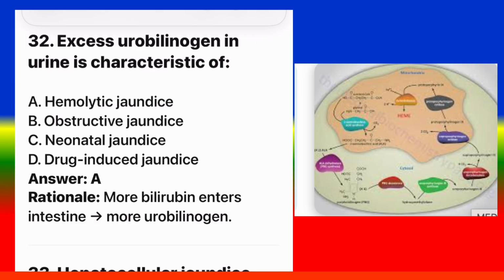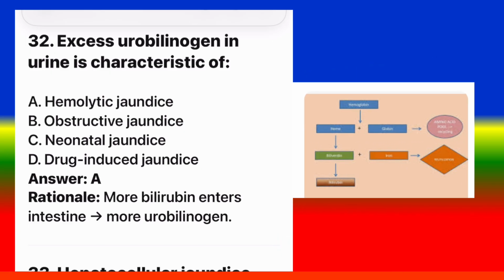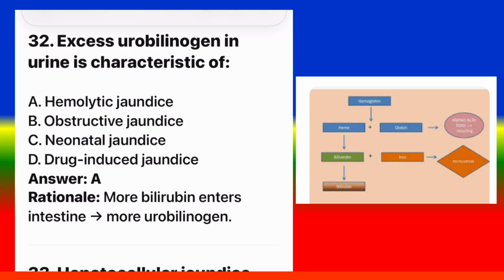32. Excess urobilinogen in urine is characteristic of A. Hemolytic jaundice, B. Obstructive jaundice, C. Neonatal jaundice, D. Drug-induced jaundice. Answer A. Rationale: more bilirubin enters intestine, more urobilinogen.